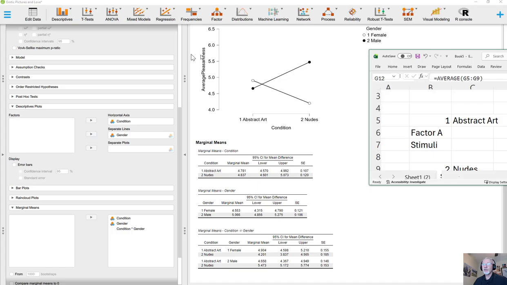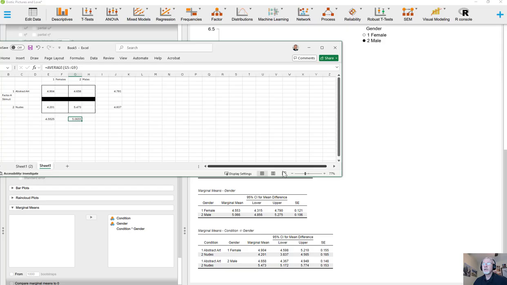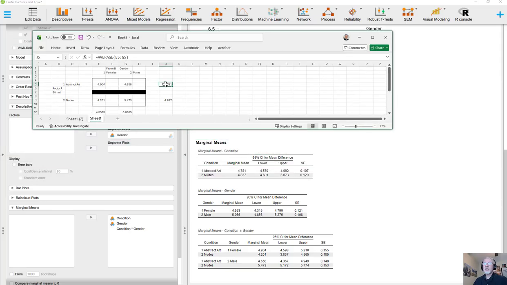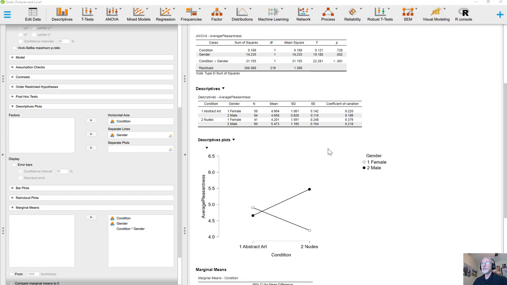And are those averages the same as what I calculated? Let's take a look. For abstract art, 4.871. For nudes, 4.837. Yes, those are the same. And for the females, 4.553 and males 5.06.